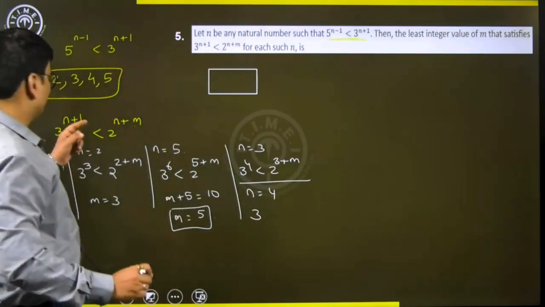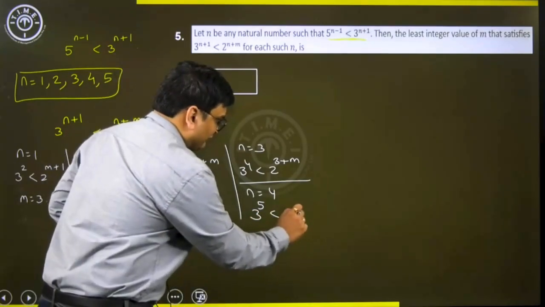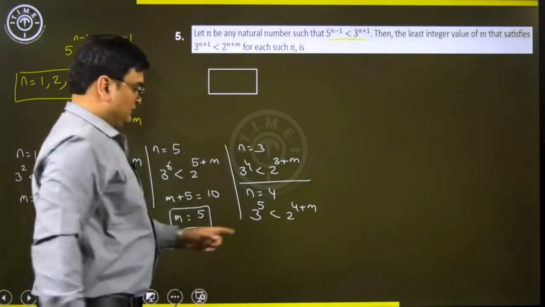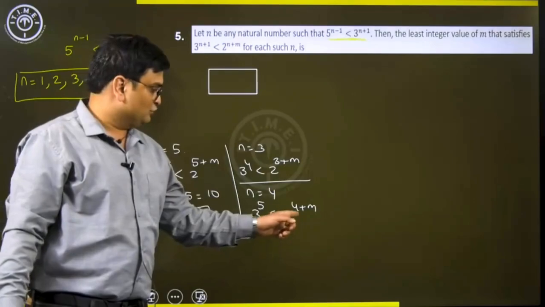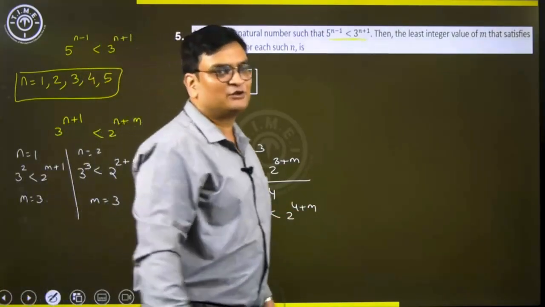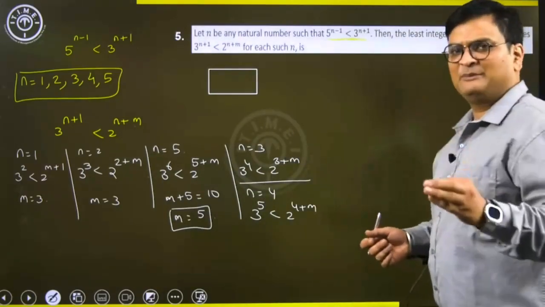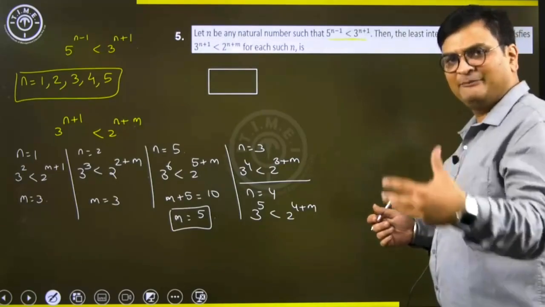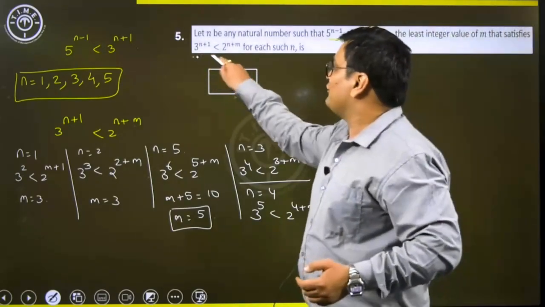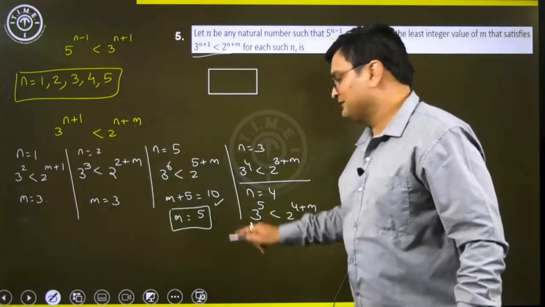Now next, n equal to 4 as well. 3 to the power 4 plus 1, 3 power 5, is less than 2 to the power 4 plus m. So 3 power 5 is 243 and 2 to the power 4 plus m. So this will also clearly satisfy for m equal to 5. So what is the minimum value of m that will satisfy this inequality always? Can I say the minimum value as we see is 5?